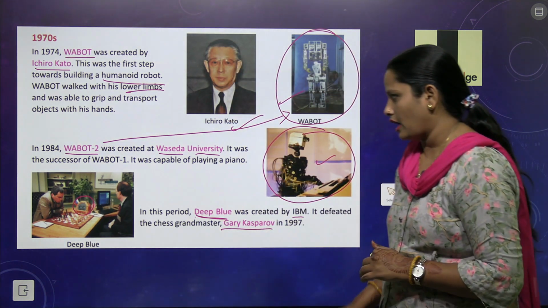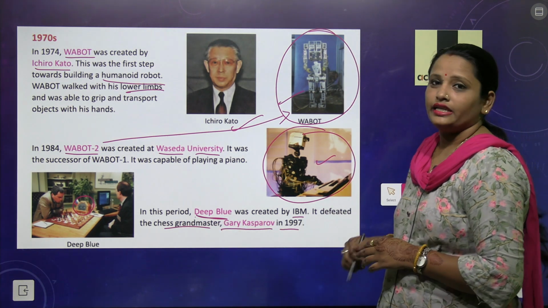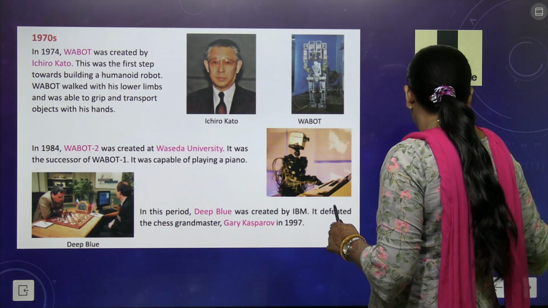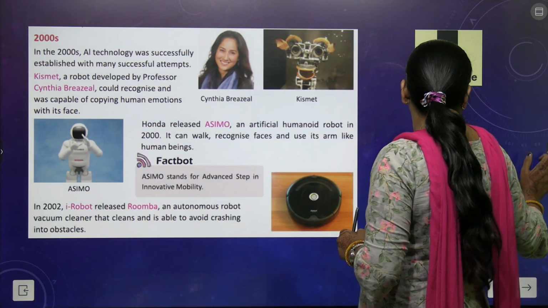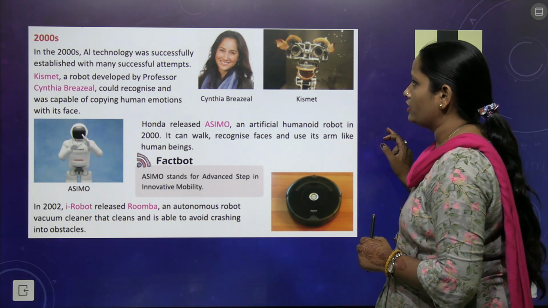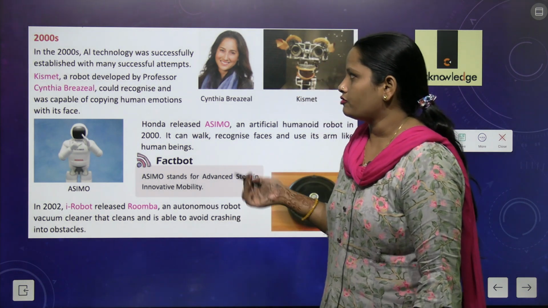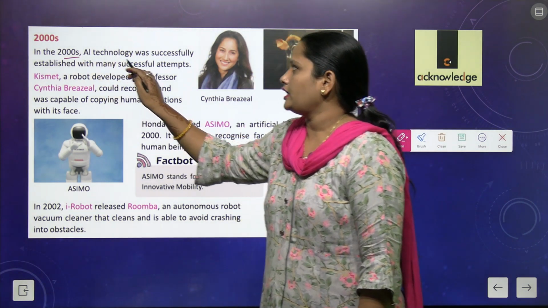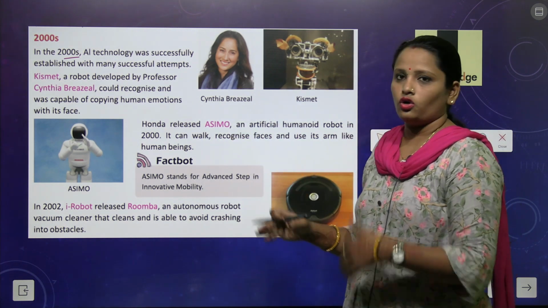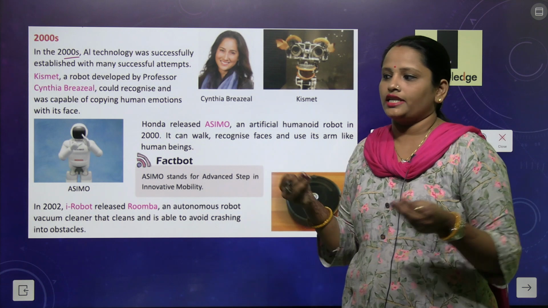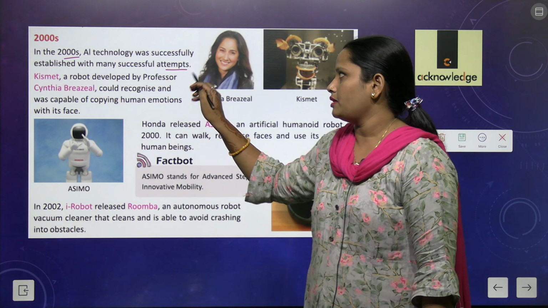Deep Blue is here, and it defeated the chess grandmaster at that time in 1997. So these all were the inventions, and now we are going to learn about the inventions that were made in the 2000s and after that. In the 2000s, AI technology was successfully established with many successful attempts.